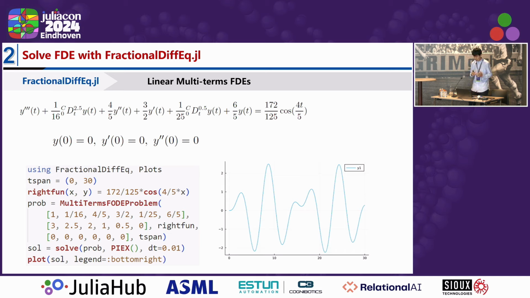To have a more intuitive view, we can see here, with the initial conditions specified as here, we can just follow the design pattern from the previous section. We construct a model and call the solver to solve this kind of linear multi-term FODE, and we can use the numerical solver to solve this linear multi-term problem.